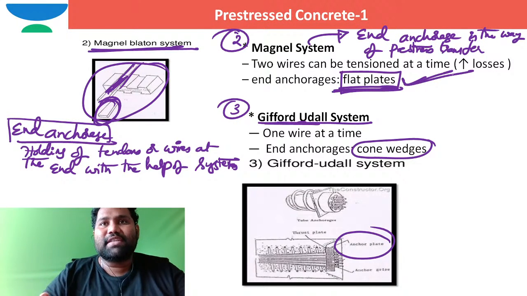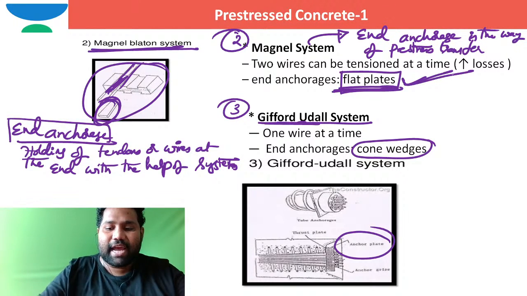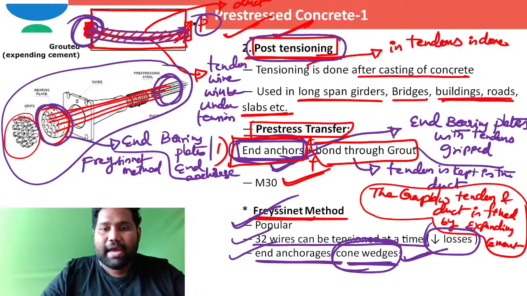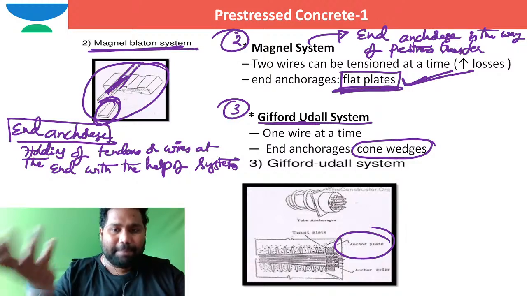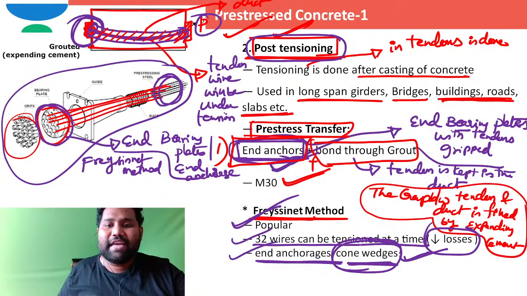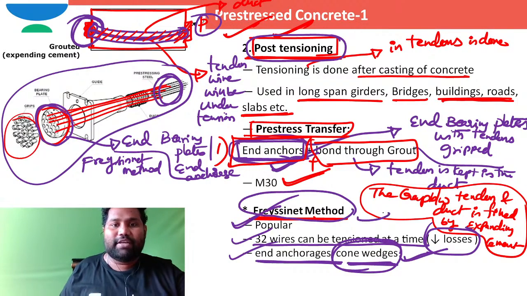In some systems, some scientists had used flat plates as the holding system. Some scientists have used cone wedges as another holding system. Some people have used end anchorage plates. So it depends. Out of these different methods, the popular one is the Freyssinet method. In the Freyssinet method, the end anchorages are cone wedges.